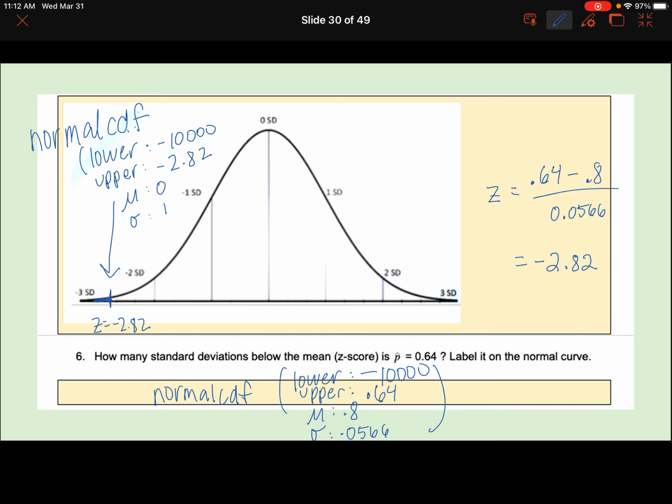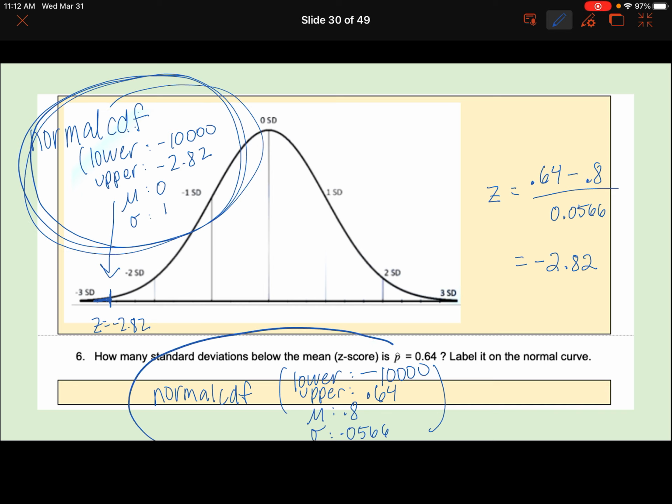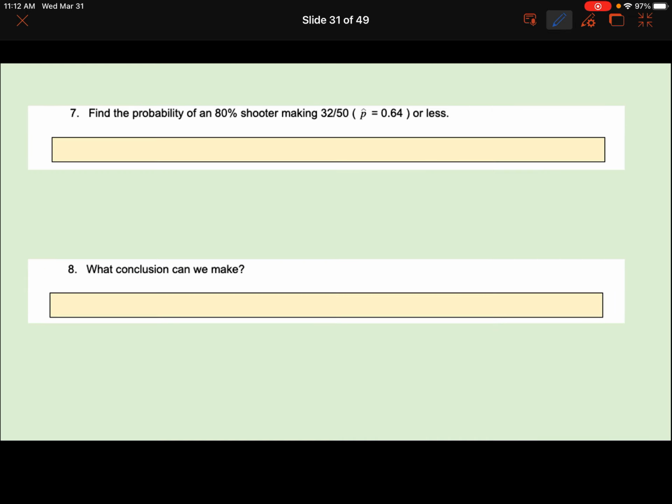Either way we do that, whether using the standardized curve with z-scores, or the normal curve with the actual values, we should get the same thing, 0.00... oh, I'm answering the wrong question. Here we go, 0.002. This is our p-value. It answers the question: what's the probability of getting the result we got or something even more extreme?